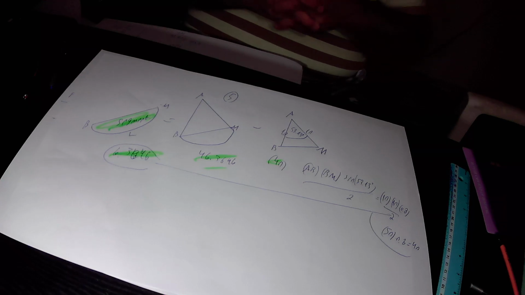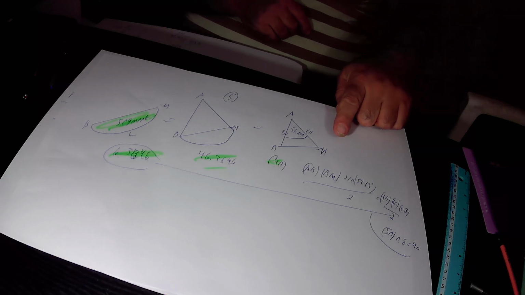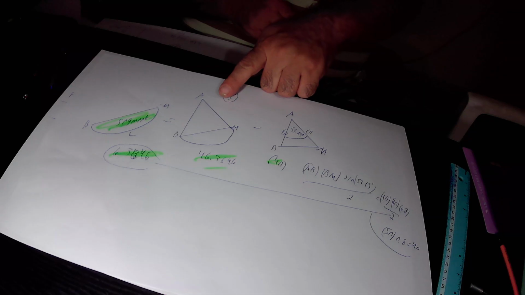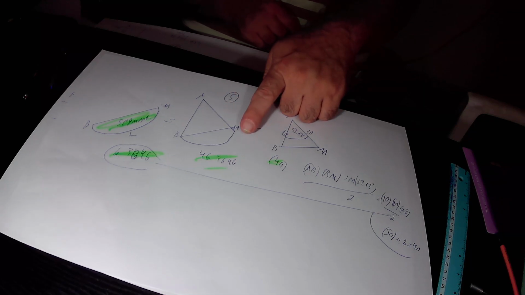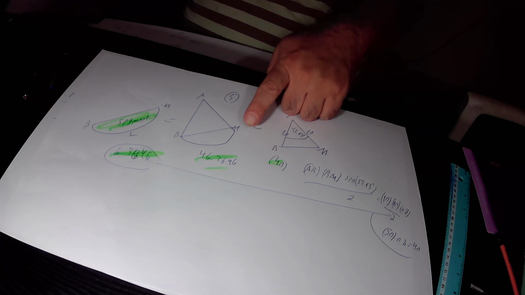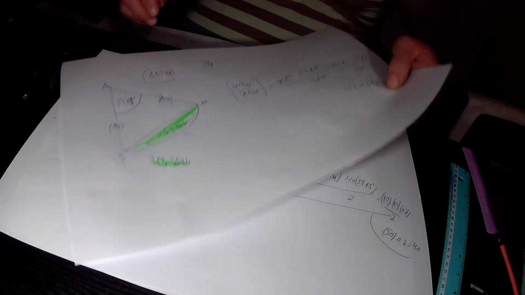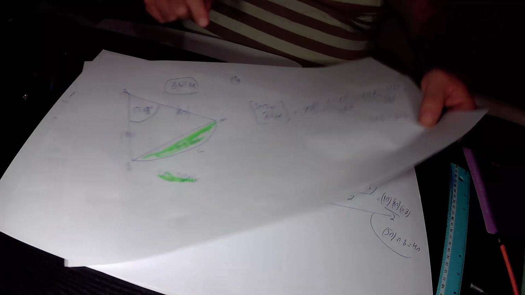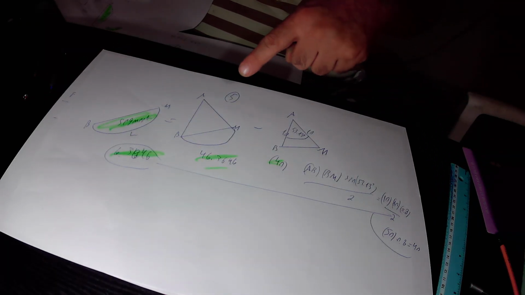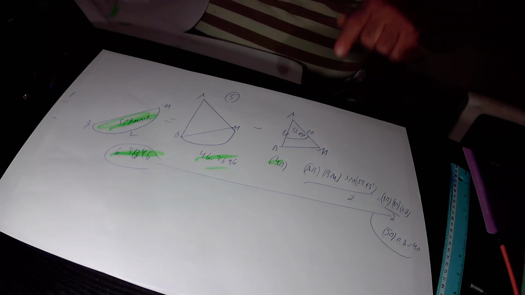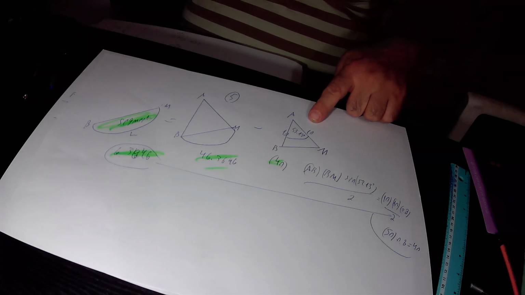So we already found out that the area of this sector is equal to 46.3646 units in its size. This is the area of this sector AB minus the area of this triangle AB.